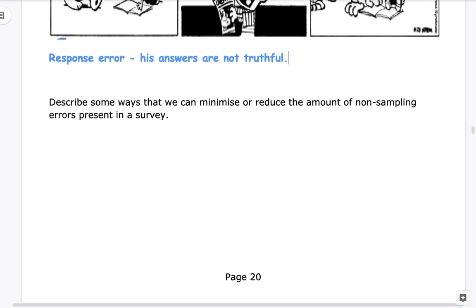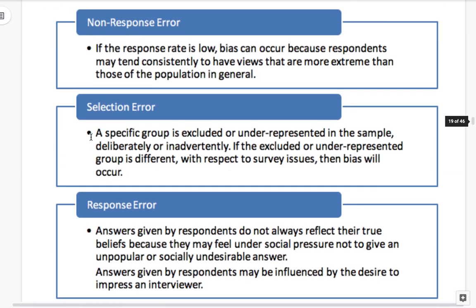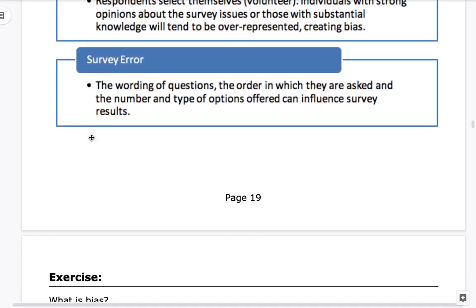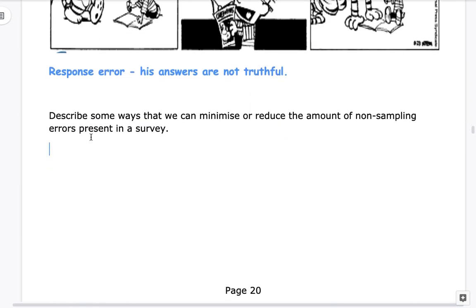Okay. Describe some ways that we can minimize or reduce the amount of non-sampling errors present in a survey. So reducing the amount of errors. Think about the different types. Non-response error. That's when you've got a low response rate. So how could we improve the response rate? Well, one thing I do know is that if I ask people face-to-face, could you do the survey for me? It's much harder for them to say no than if I send them an email or a text message. So that would be one thing that I could do to improve it.